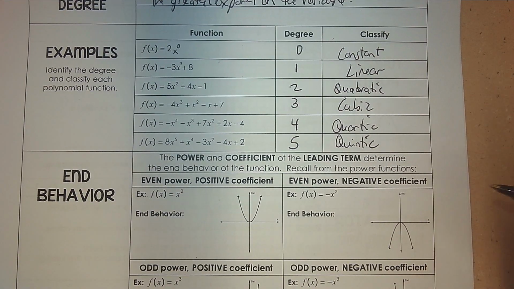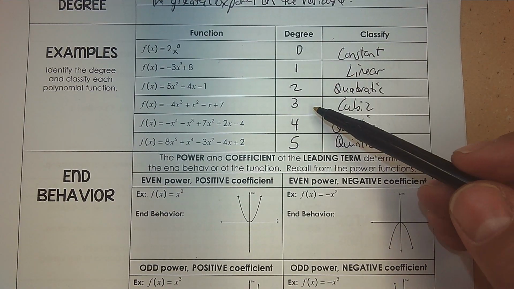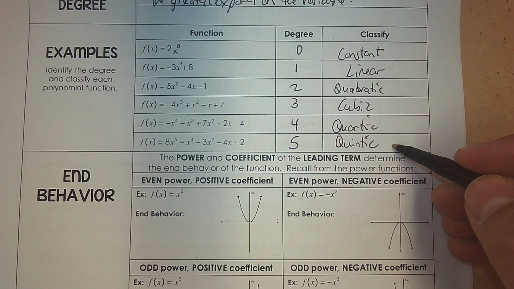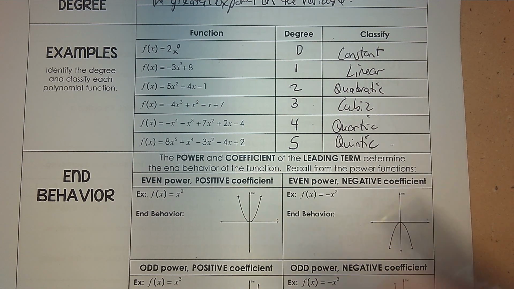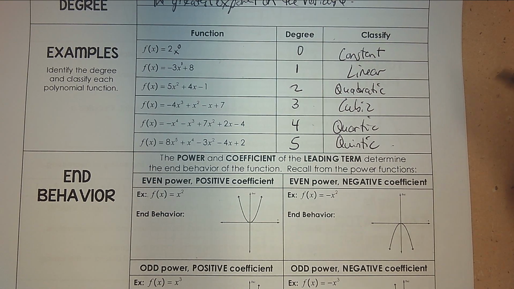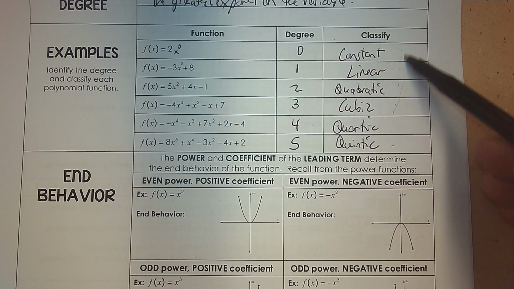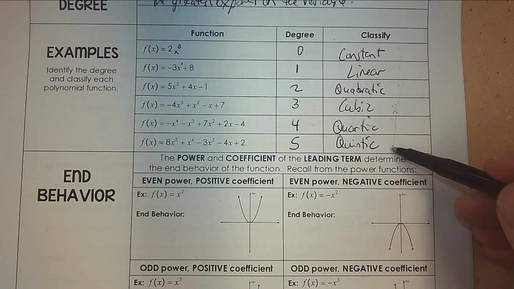Usually, when something has a degree bigger than 3, we just call it a higher order polynomial. And we don't use these names quartic or quintic, though it's fun to know that they could be classified that way. But it is expected that you know a constant, a linear, a quadratic, and a cubic. So these first 4 should be good vocabulary for you, and then after that you can just call it a polynomial.